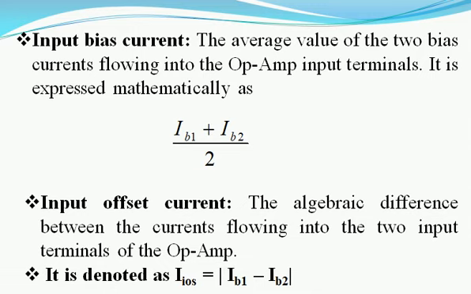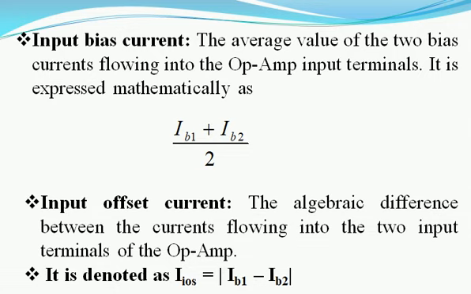As we know, the input bias current is nothing but the average of the currents that are entering into the two input terminals of the op-amp. Since the op-amp has two terminals, one is the inverting terminal and the other one is the non-inverting terminal, the average of the currents entering at the two terminals should be taken, and that value is considered as the input bias current of an op-amp.